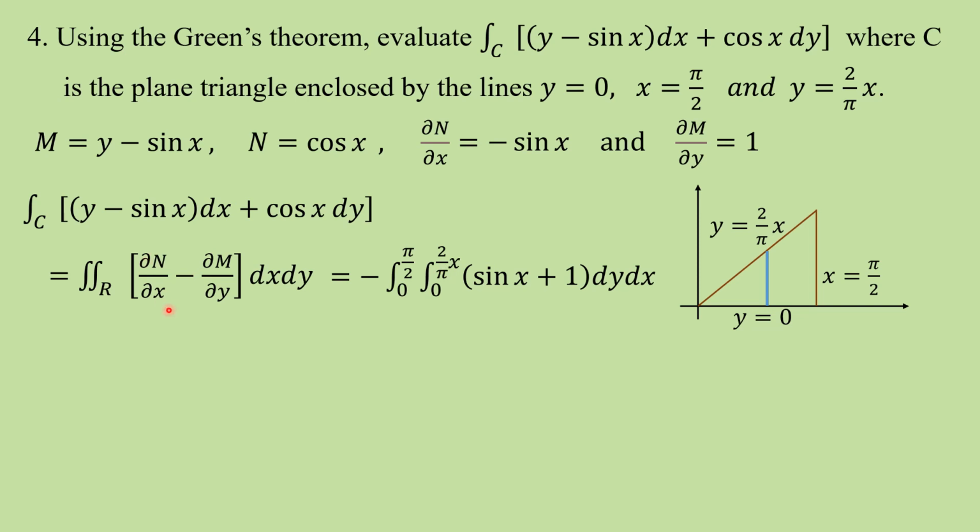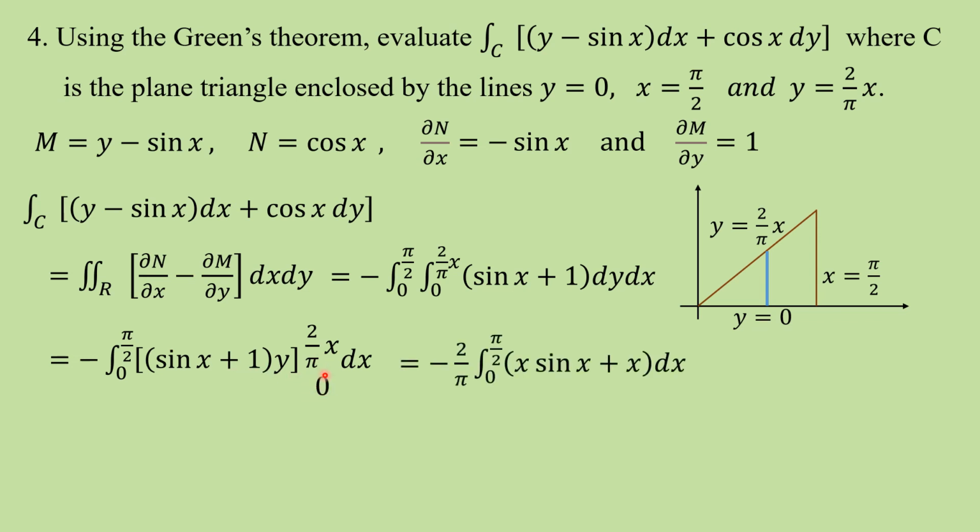So I have dou n by dou x is minus sin x, minus dou m by dou y which is 1. So minus of sin x plus 1. This we have to integrate with respect to y first, next with respect to x. While integrating with respect to y, treat x as constant. So the integral with respect to y is y times sin x plus 1. Apply the limit, the upper limit is 2 by pi x. When y equal to 2 by pi x, it is 2 by pi x times sin x plus 1. When y is 0, it becomes 0.